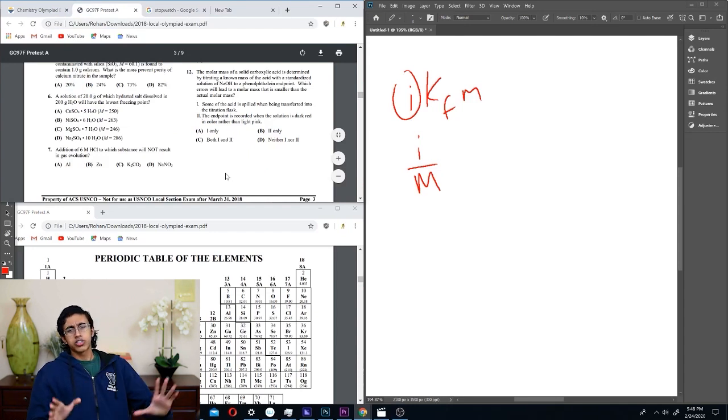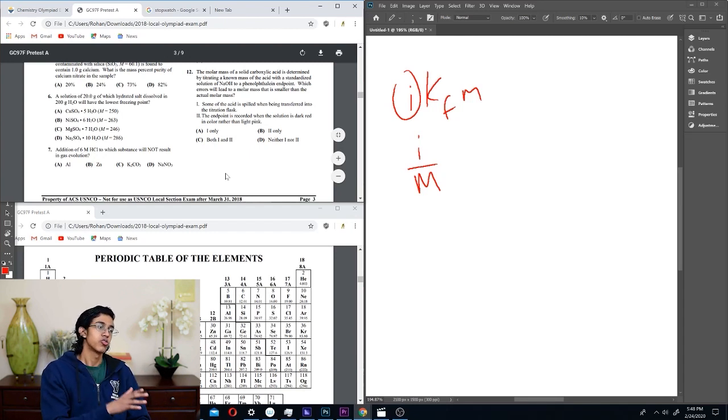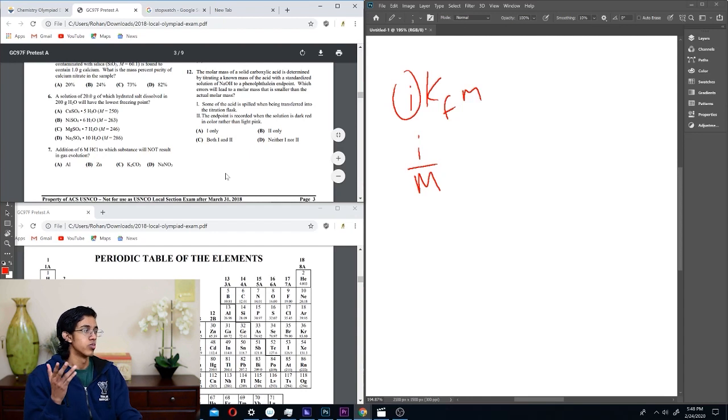So just to explain myself a little bit more, i Kf m is the amount that your freezing point decreases or your boiling point increases. And basically for Na2SO4, i is equal to 3, and as I said, it's inversely proportional to your molar mass. So we just have to find the ratio between i and molar mass, and whichever one has the highest is going to have the most depression in its freezing point.